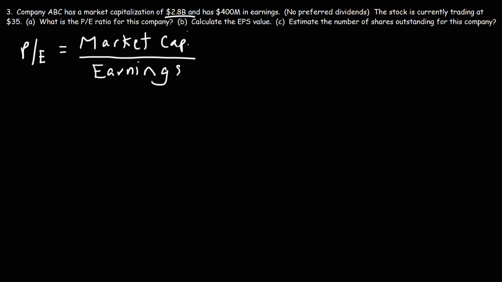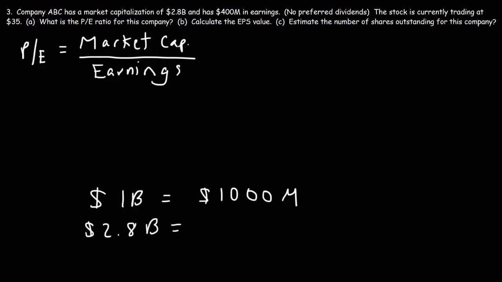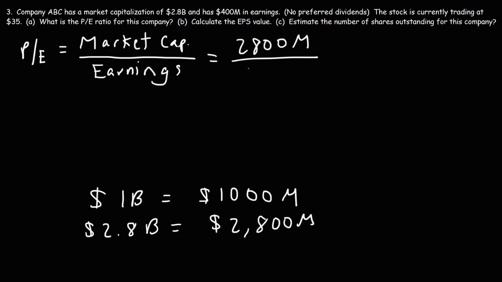So once again, let's convert this into the appropriate unit. If $1 billion, as we said before, corresponds to $1,000 million, then $2.8 billion, just multiply by 1,000, corresponds to $2,800 million. So the market cap is $2,800 million. The earnings is $400 million. So we could cancel the M, we could cancel 2 zeros, and so this becomes 28 divided by 4, and so the PE ratio is a nice whole number, 7.